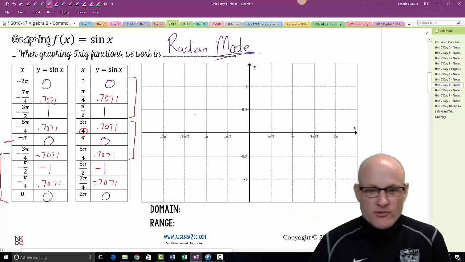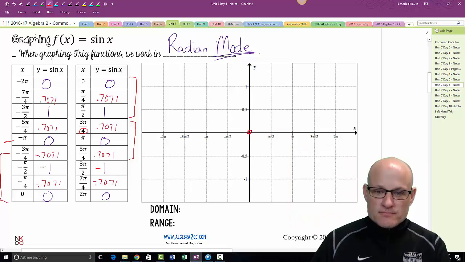So, at 0, I'm at 0. At pi over 2, I'm at 1. At pi, I'm at 0. At 3 pi over 2, I'm at negative 1. And at 2 pi, I'm at 0. Go in the other direction. Negative pi over 2, I'm at negative 1. Then 0. Then positive. So if I just graph those points.